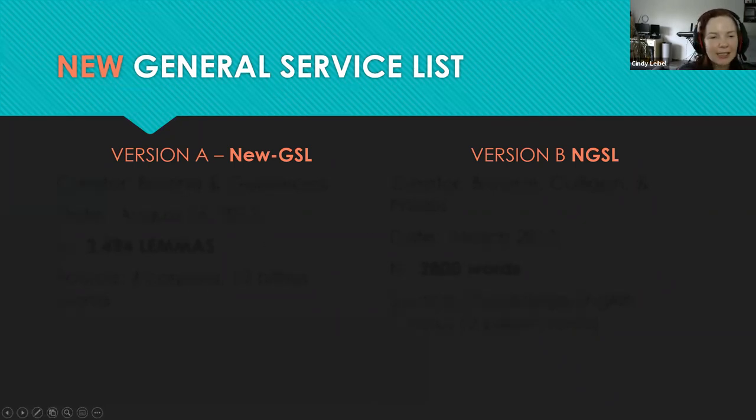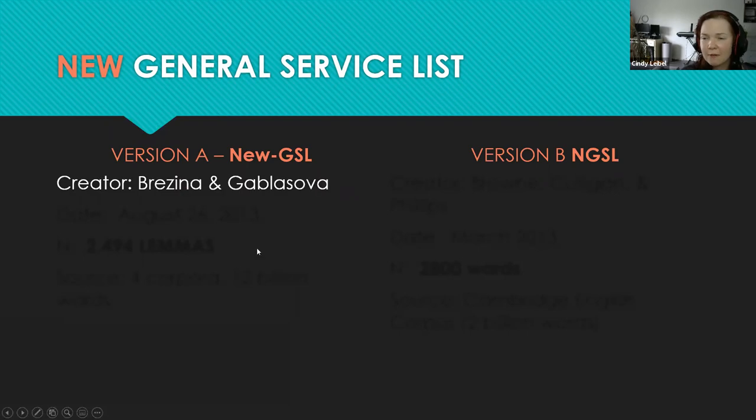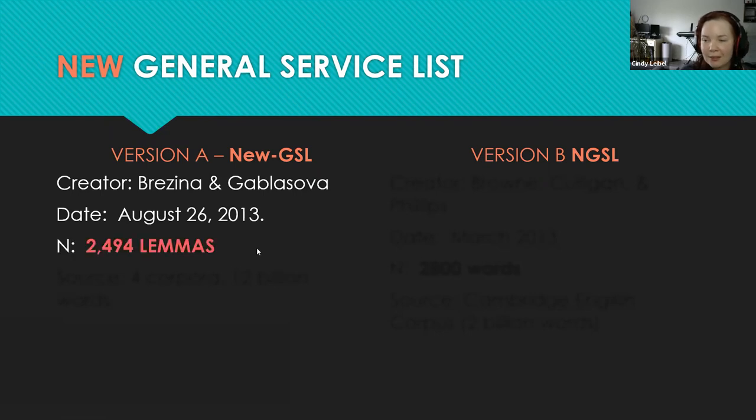And we start to see the GSL is being revised. And in fact, you will find two versions. And I always find this very confusing, so please make sure you know there are two versions. The first, which I prefer, is by Brezina and Gablasova. It's from 2013. It's got lemmas now instead of word lists or words. It uses 4 corpora and 12 billion words.